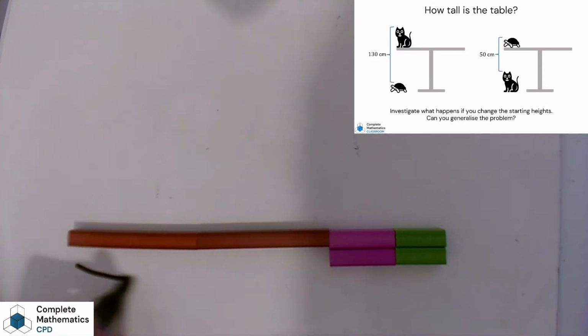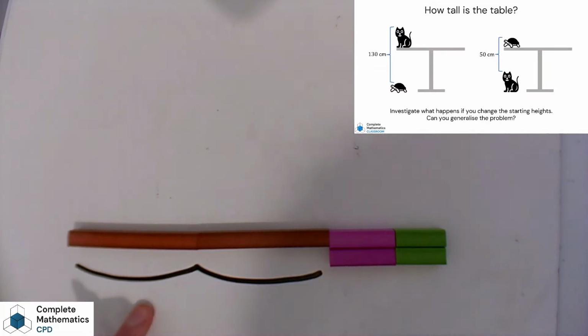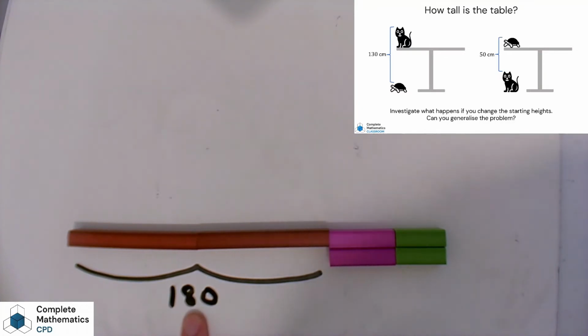So this distance here is the 130 plus the 50 now. So this distance here is 180. And once the model's in this format, you can clearly see that two of the tables is 180 centimetres, so one of the tables must be 90 centimetres.